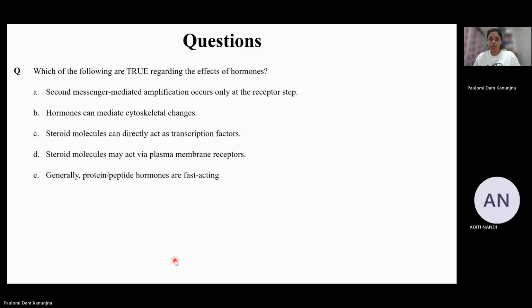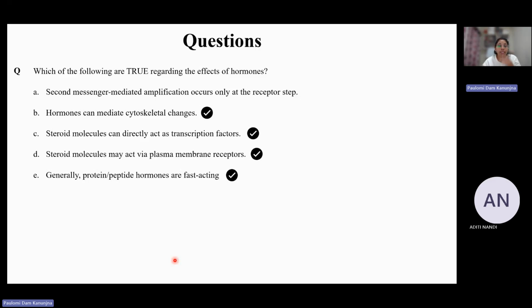Okay, so A is the only incorrect one. Everything else is correct. I'll tell you why. We are to look into true statements. The second messenger mediated amplification occurs only at the receptor step. That's incorrect, right? Because when you look into the cascade of hormone action, you will see a secondary messenger targeting another messenger, then it goes to another messenger. So there are many downstream targets for the secondary messenger. It does not only happen at the receptor step. So that's incorrect. Other than that, all the statements are correct.